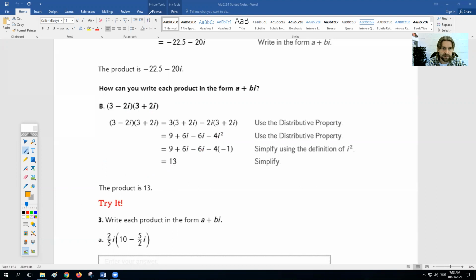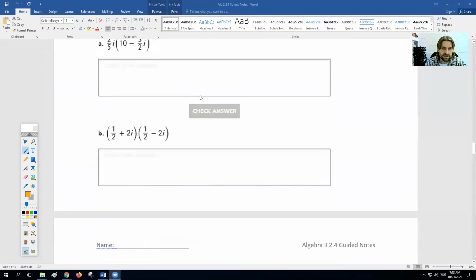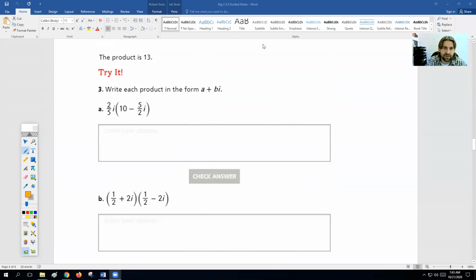So let's go through these two problems here and see if we can figure it out. And we'll do fractions here because fractions make us better. All right, so let's do 2/5 i times 10. So that'd be 20/5, aka 4i if we multiply.